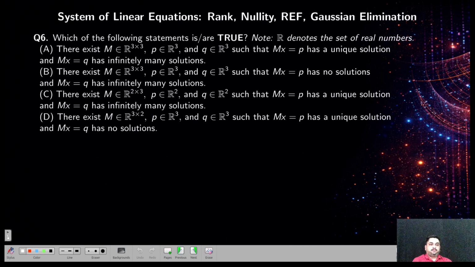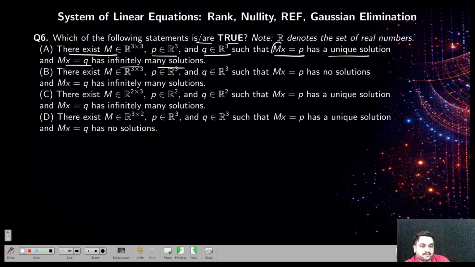Now, similarly, based on those properties again, the rank nullity theorem and the sum of linear equations, you are again given a question based on the properties only. Which of the following is true? Multi-select question. There exists a 3 cross 3 matrix M such that P belongs to R cube and Q belongs to R3 such that Mx equal to P has a unique solution and Mx equal to Q has infinitely many solutions. Here itself there is a contradiction.